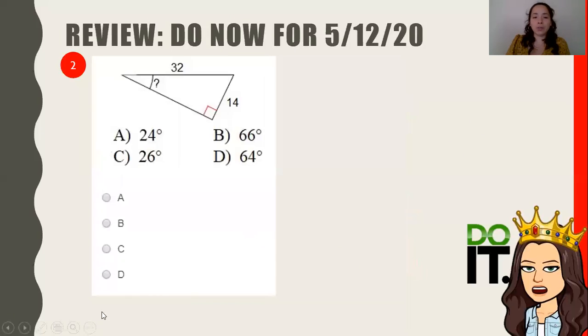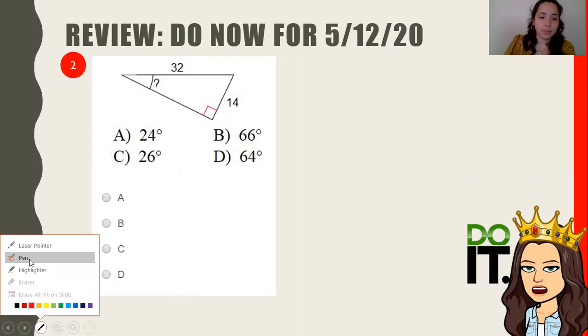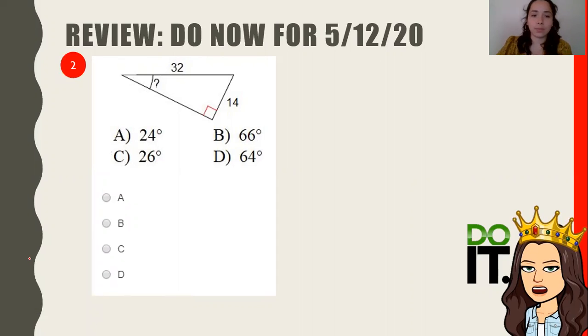Looking at question 2. So what's my first step for this? Miss, I thought it was A or C, but I'm going with C because when I typed it in, it was 25.9. So I just rounded it. D or B is not an answer. It had to be either 24 or 26. Okay, and why is that? Can you guys explain it to me?